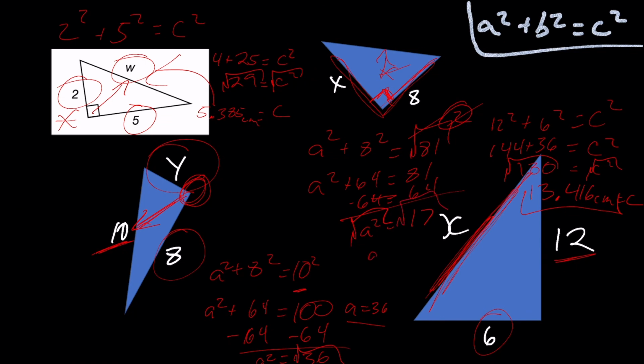I could take the square root. And this would be a equals, and then I take that square root, and it's 4.123 centimeters. And that's how long this side would be.